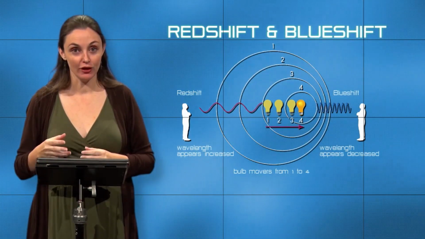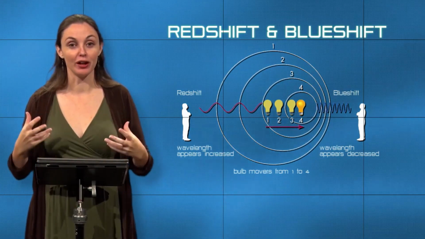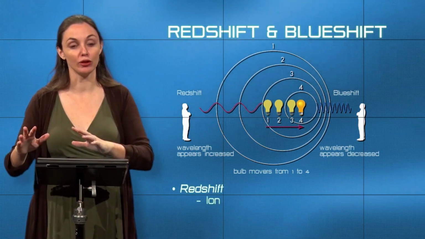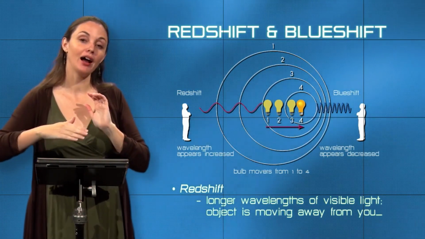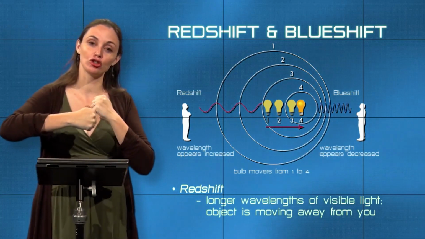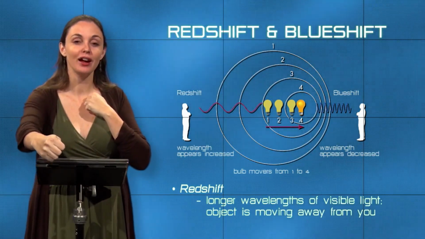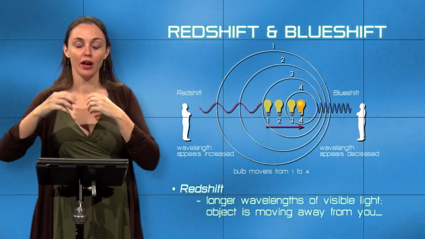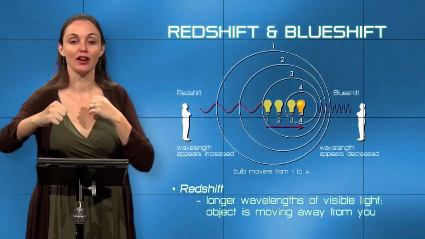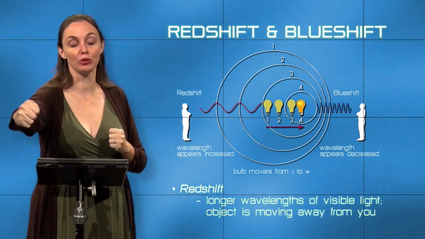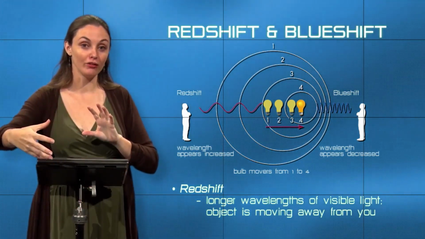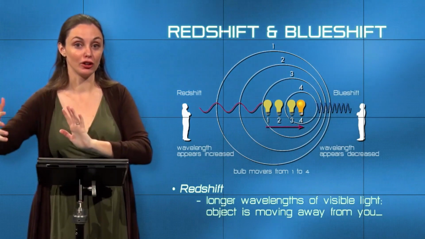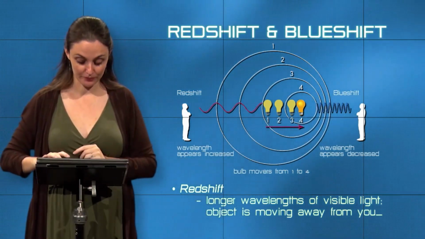So redshift is the Doppler effect phenomenon that occurs when an object's moving away from you. Think about these wavelengths of light as trailing out behind a moving object and being stretched. I like to think about it in terms of maybe a spring attached to this object getting stretched out between you and that object. That's going to result in longer wavelengths of visible light, a redder shift, so redshift.